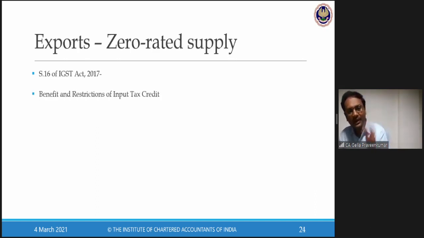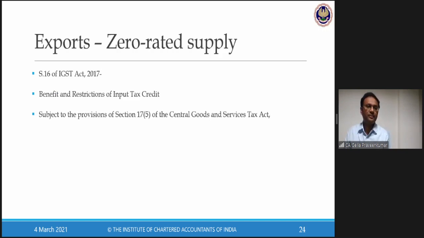Benefit and restriction of input tax credit. They say subject to the provisions of 17(5). That means when you are making a zero rated supply, they are talking from the supplier's point of view. You being a supplier, you take input tax credit. However, when you read section 17, subsection 5, there is a list of restrictions. That restriction is also applicable to zero rated supply.